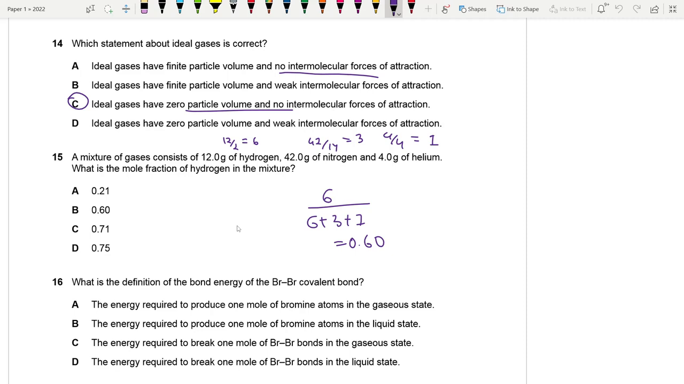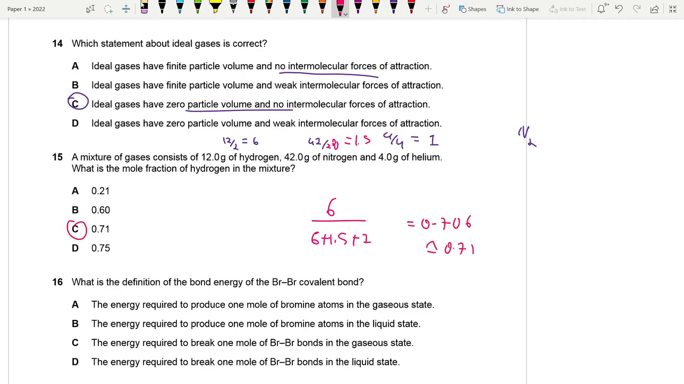A mixture of gases contains 12 grams of hydrogen, 42 grams of nitrogen. Oh, sorry, I used the wrong Mr for nitrogen, right? So nitrogen also exists as a diatomic molecule. Each nitrogen is 14. My bad, guys. Each nitrogen is 14, so it should actually be 28. 42 by 28 is 1.5. So the mole fraction of hydrogen, right? 6 by 6 plus 1.5 plus 1. That's actually 0.706 or 0.71, right? So 15 is actually C.